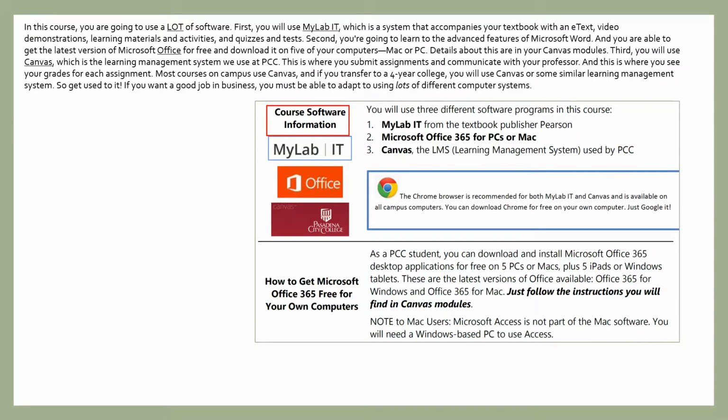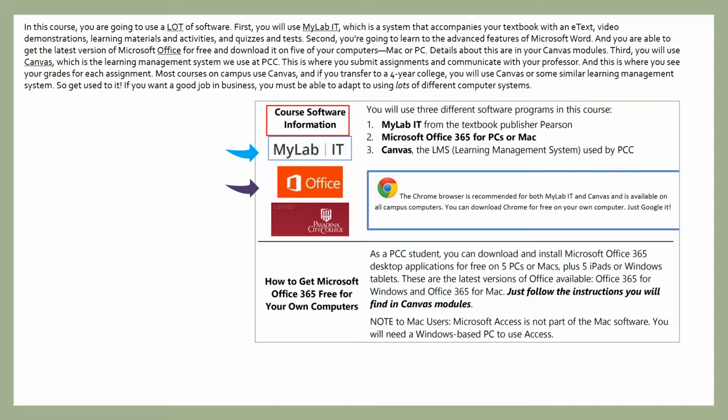First, you will use MyLab IT, which is a system that accompanies your textbook with an e-text, video demonstrations, learning materials and activities, and quizzes and tests. Second, you're going to learn the advanced features of Microsoft Word, and you are able to get the latest version of Microsoft Office for free and download it on 5 of your computers, Mac or PC. Details about this are in your Canvas modules.